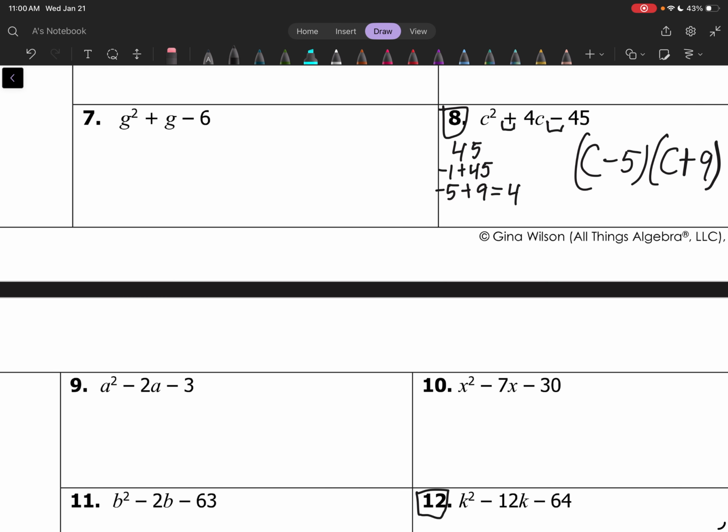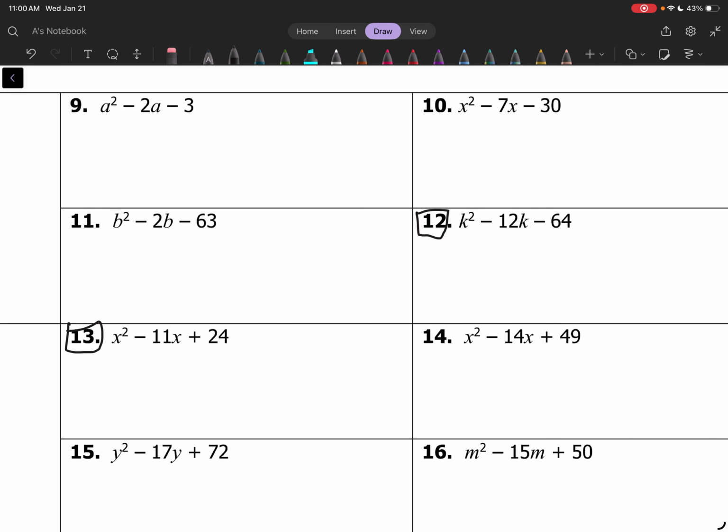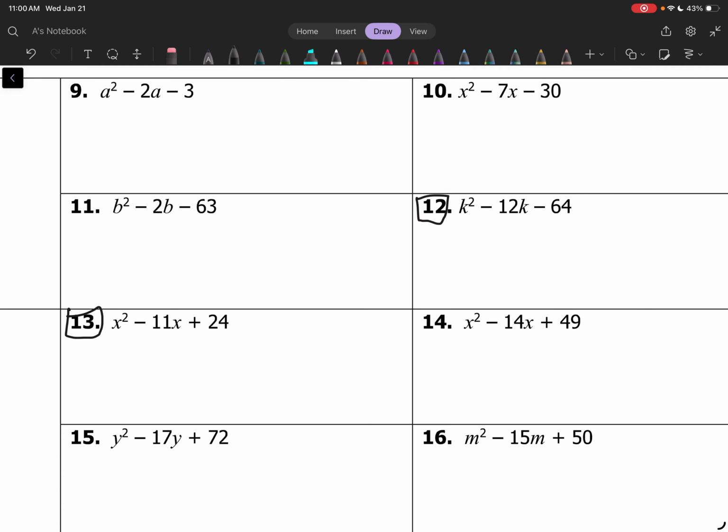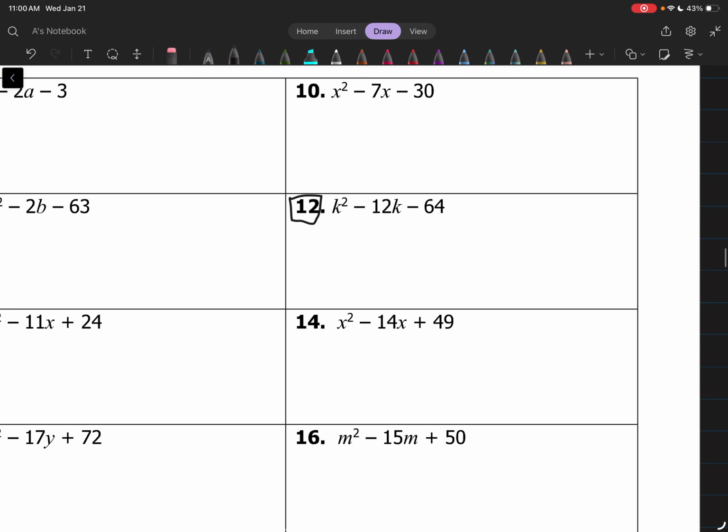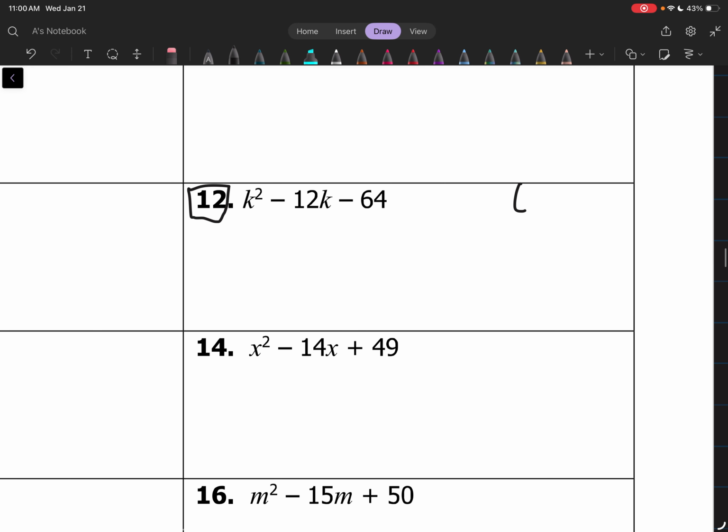Okay, that's set 2 finished. Set 3. K squared, number 12, K squared minus 12K minus 64. My factors of 64: 1 and 64, 2 and 32, 4 and 16, 8 and 8.